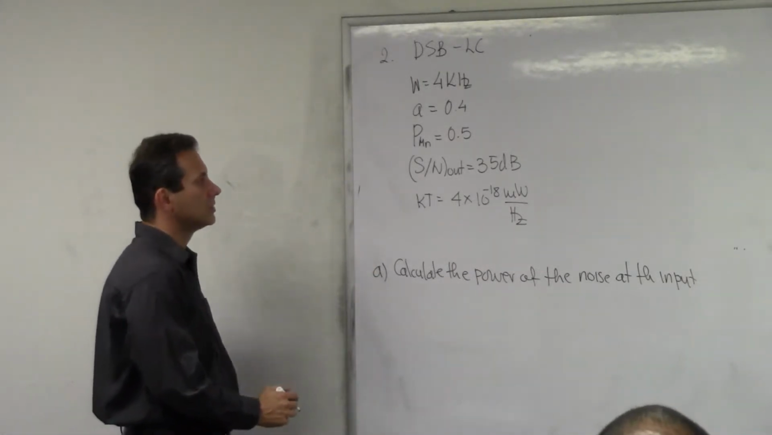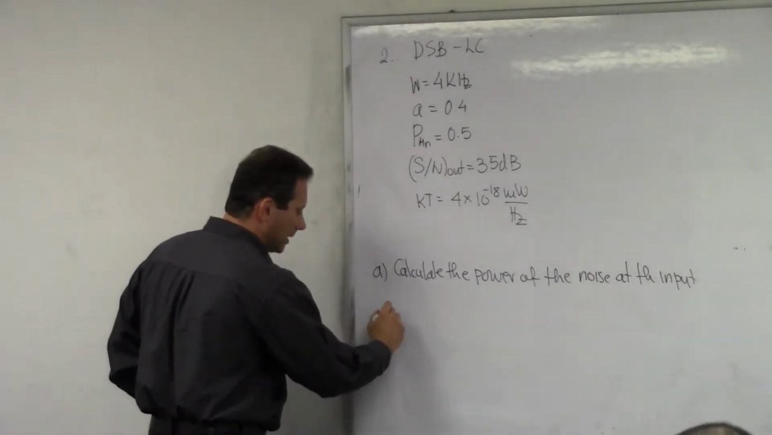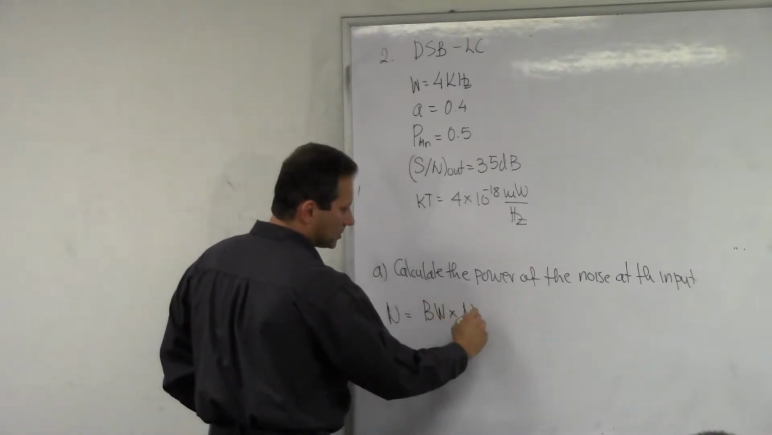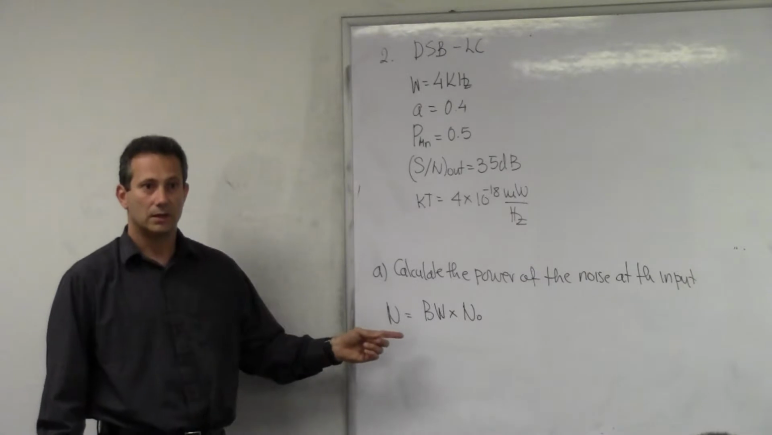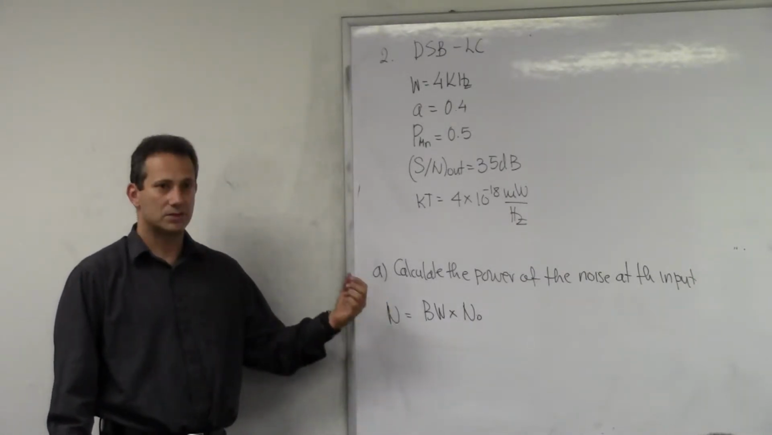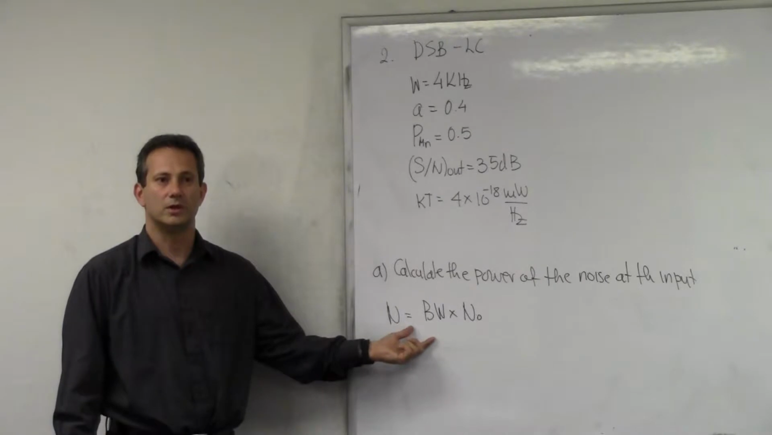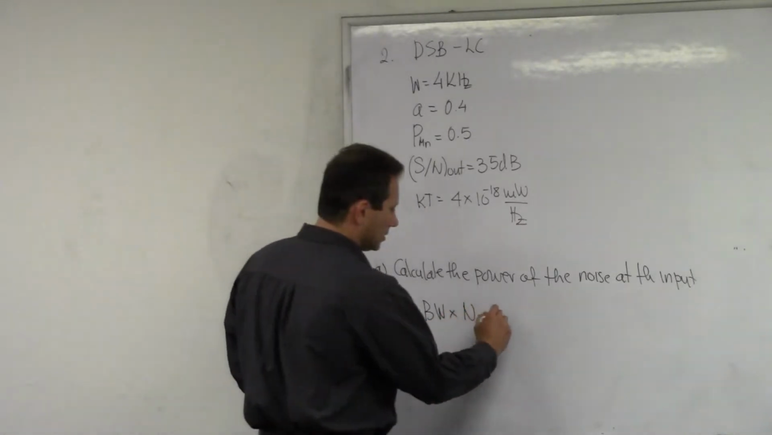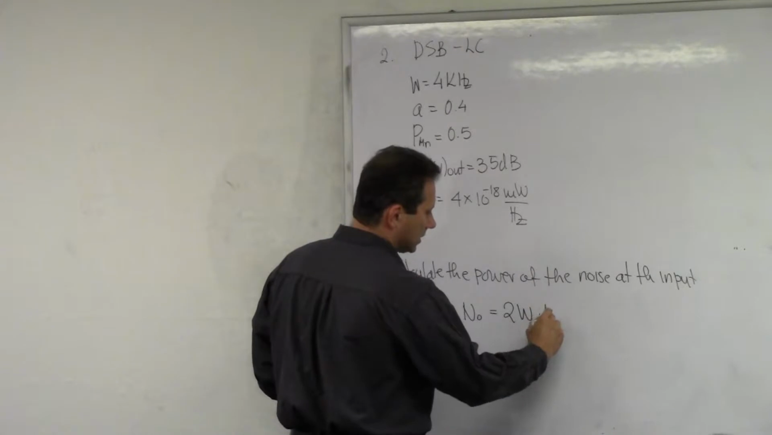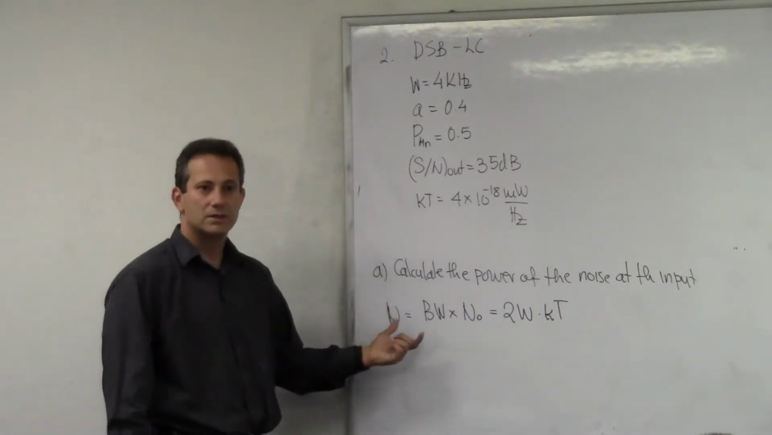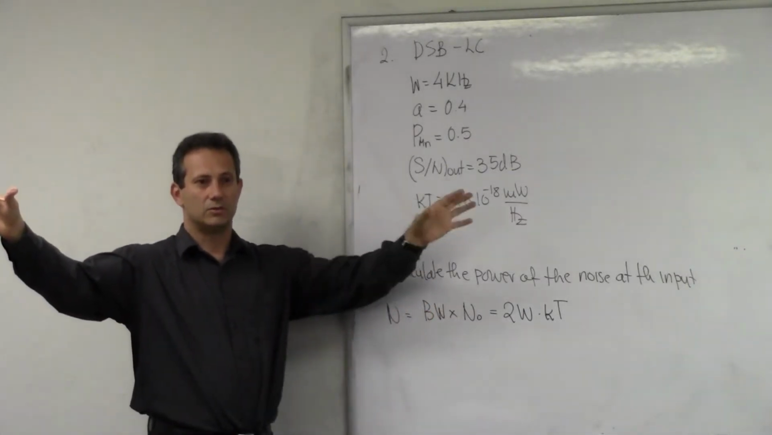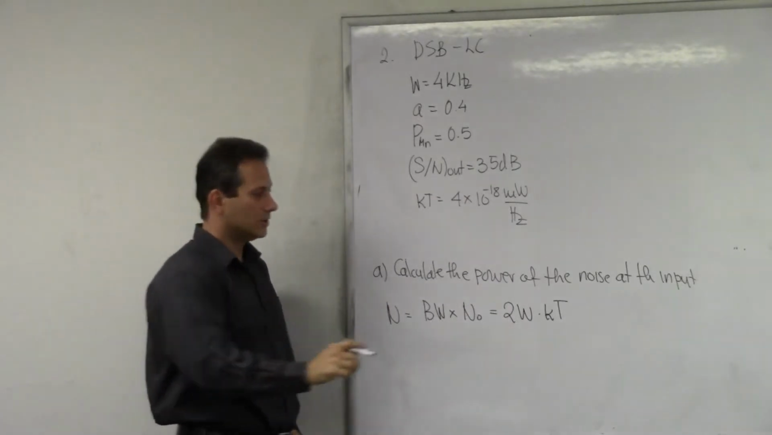So what is the power of the noise at the input? First, we know that the power of the noise is going to be the bandwidth that is utilized times the power spectral density of the noise. If I'm working single-sided, what's the bandwidth that I should put here? What is the bandwidth of double sideband large carrier? 2W, right? So it's going to be 2W times KT. Let's say I worked double-sided, then I have 2W for positive and 2W for negative. So this would be for single side.